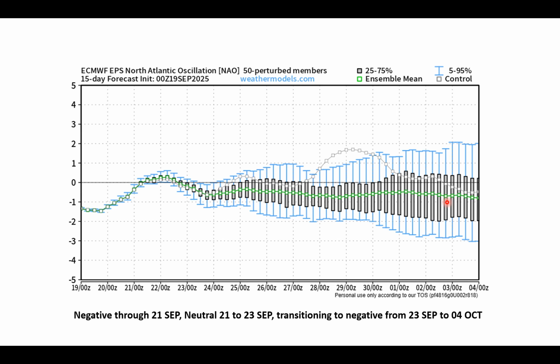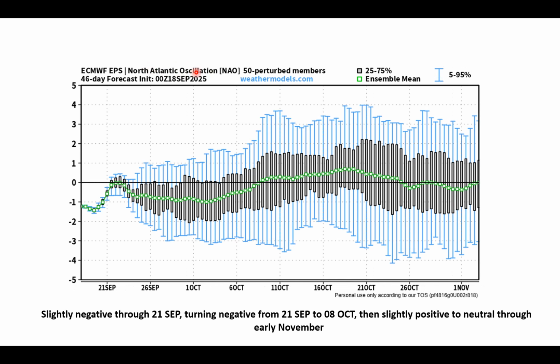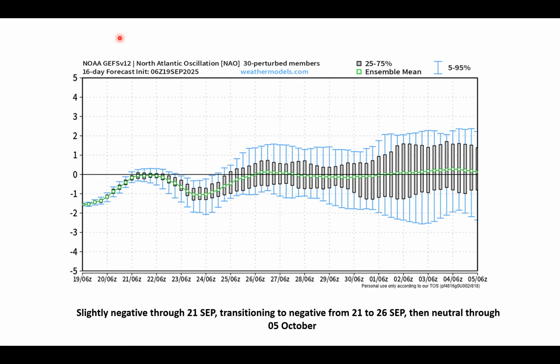eastern seaboard for sure. If you look at the European EPS NAO 50-members, 46-day forecast, this one runs out to early November. Notice we start off slightly negative on this model through the 21st of September. Then we turn negative from 21 September all the way to the 8th of October. Again, another prolonged stretch of negative NAO in this case. And then we go slightly positive to neutral conditions right on through early November, basically from the 8th of October through early November.